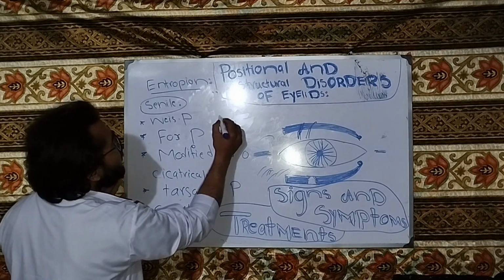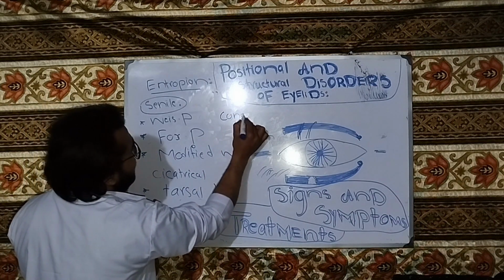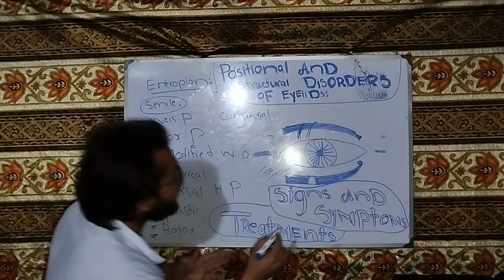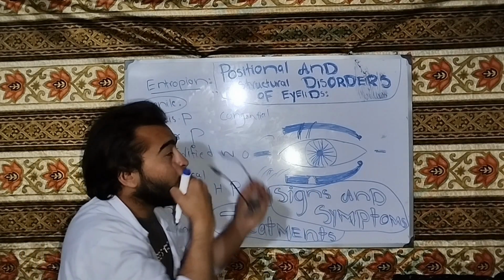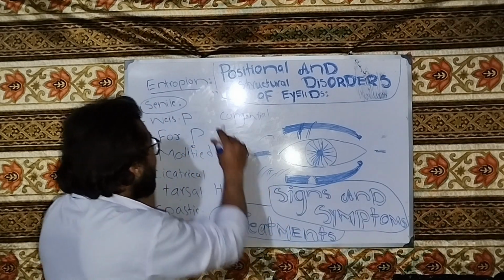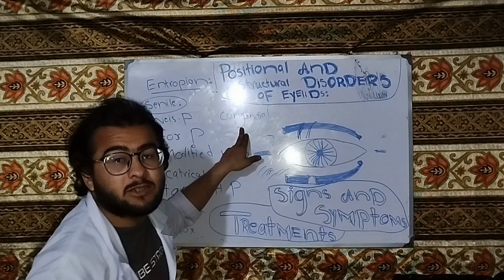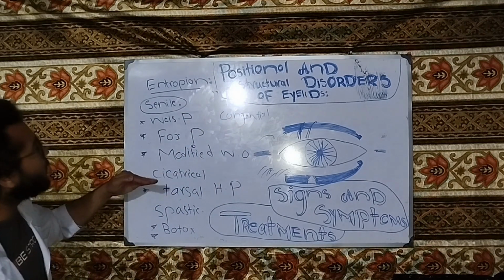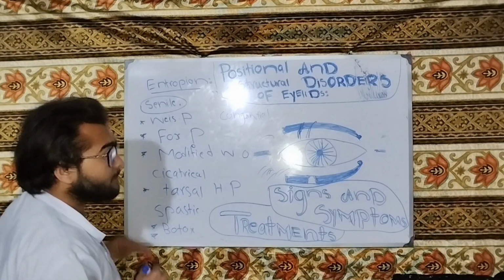Now the congenital entropion. In congenital entropion, the treatment option is we will remove the lid margin. Which portion of the lid margin will be removed for the treatment of congenital entropion? Okay, so these were the treatments of the entropion.